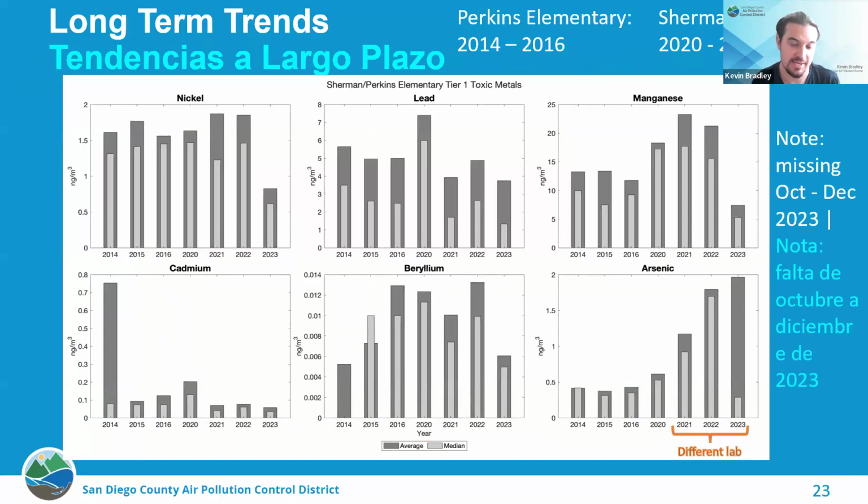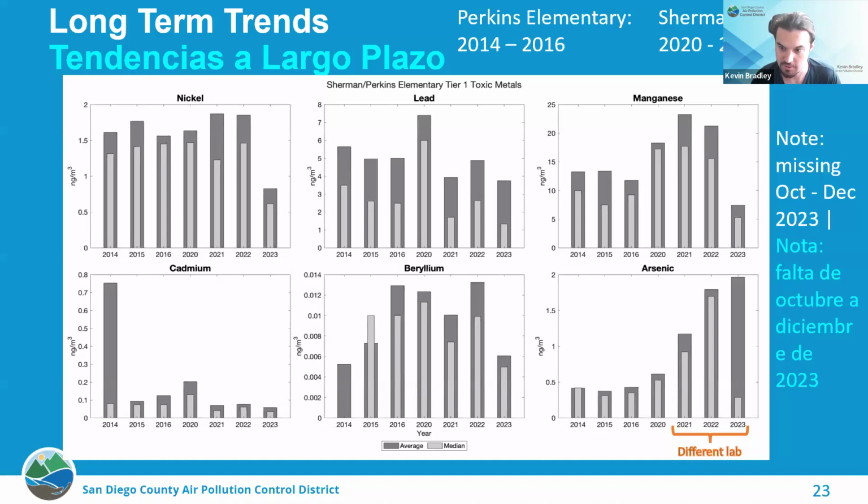What's happening on this slide is similar: each bar is showing you the average for that individual year. So nickel, from 2014, 2015, 2016, and then we skip to 2020 through 2023. The reason we skip a few years there is that we had a monitoring site at Perkins Elementary School from 2014 to 2016 where we collected metals data. Then we were kicked out of that site. Eventually, a few years later, we got our site going at Sherman Elementary School, and we've been monitoring metals there ever since. That's why there's a bit of a gap in the data, but to look at the historical trends, we wanted to include that Perkins Elementary School data so that we can see what's going on over a long period of time.